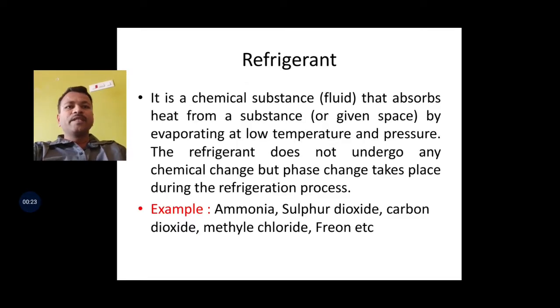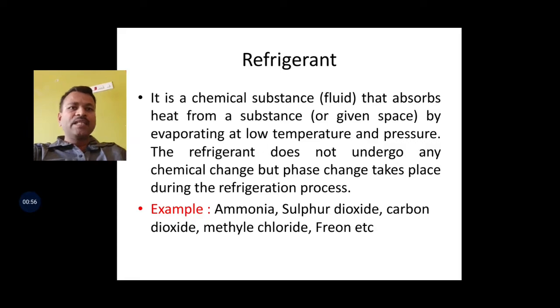What is a refrigerant? Refrigerant is a chemical substance. It is a fluid. Fluid means it is a liquid or a gas. It is called fluid that absorbs heat from a substance or a given space by evaporating at low temperature and pressure. The refrigerant does not undergo any chemical change, but phase change takes place. That is, liquid to vapor, vapor to liquid, phase change takes place. But it does not undergo any chemical changes during the refrigeration process. Without the refrigerant, you cannot use the refrigeration process or air conditioning process.